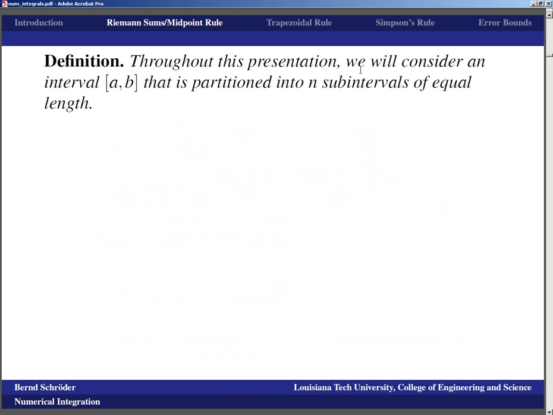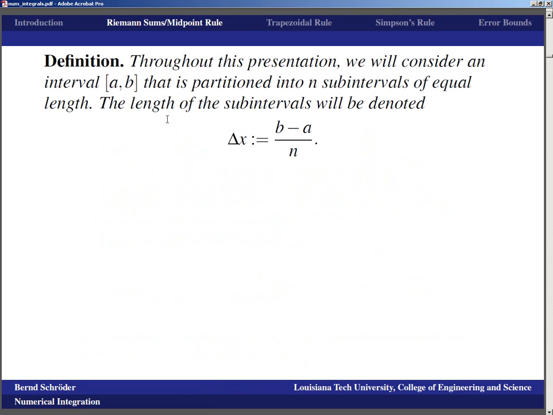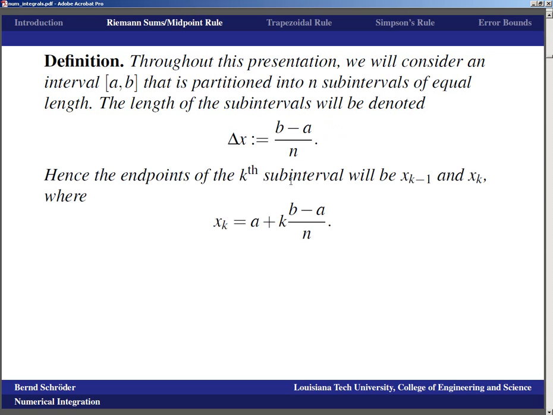So throughout this presentation, we will talk about an interval [a, b] that is partitioned into n subintervals of equal length. The length of these subintervals will be denoted delta x, which is (b minus a) over n. And you know how that goes because that's exactly how we introduced the integral. The endpoints of the kth subinterval will be x sub k minus 1 and x sub k, where x sub k is a plus k times (b minus a) over n.